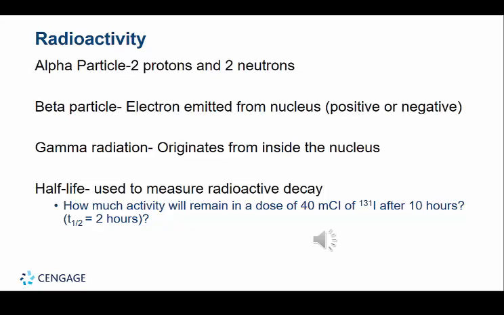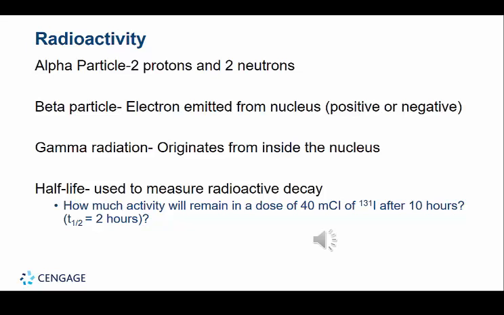So we're going to start at 40 and half every time until we get to 10 hours. So we start at 40, half that is 20. So going from 40 to 20, 2 hours have passed. Another 2 hours, we're now down to 10 millicuries.